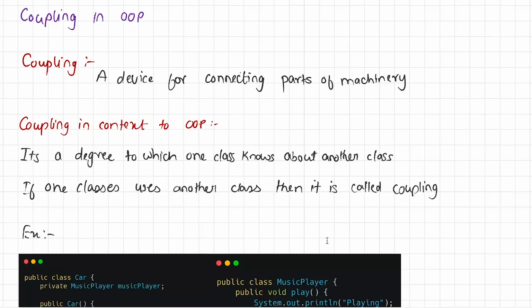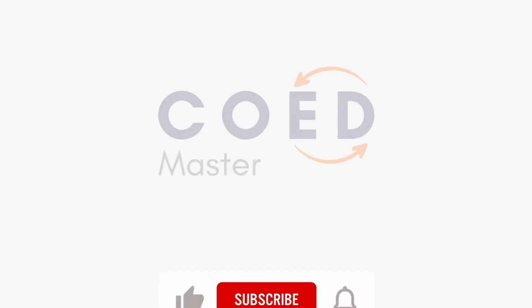In this video I will explain what is coupling, what is the difference between loose coupling and tight coupling, what are the disadvantages of tight coupling, and how can we achieve loose coupling in object-oriented programming. So guys, if you are willing to know about coupling in object-oriented programming, then this video is for you. Make sure to watch this video till the end, and without wasting any time, let's get started.